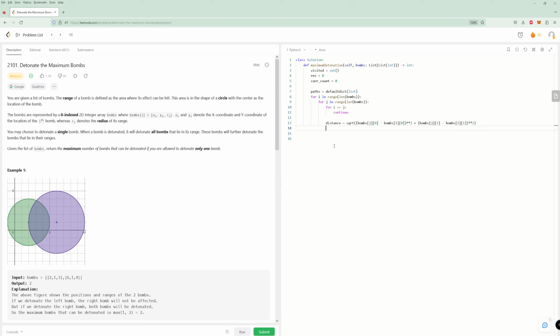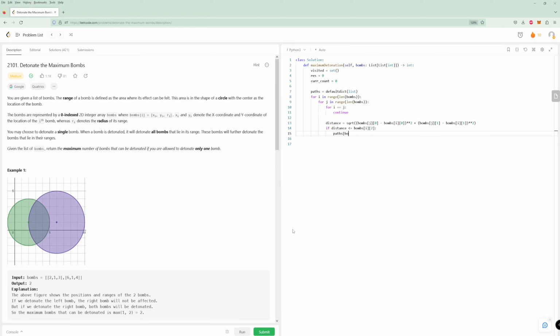Now we need to check, is the distance less than or equal to the radius of the current bomb? And our current bomb is going to be the i value, because we're going to be comparing the left to the right. So we'll just say the current bomb is this. Okay, so if distance is less than or equal to bombs i, and the radius is the third value in the subarray, so that's going to be 2. Then we need to add it to the paths of that bomb, right? So paths, bombs i.